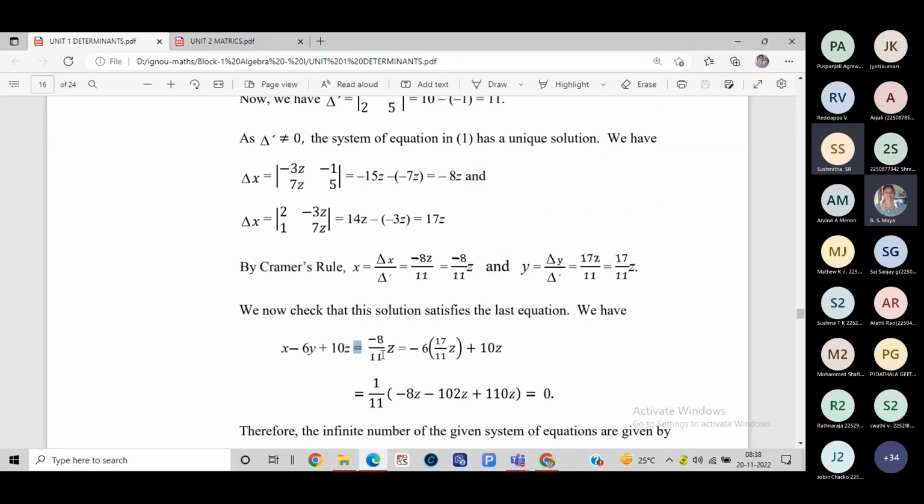In the place of x, you'll be replacing it by minus 8 by 11z. It is a typing mistake, it is not equal, it is minus 6. What is y? 17 by 11z, plus 10z. Substitute the values into that equation.